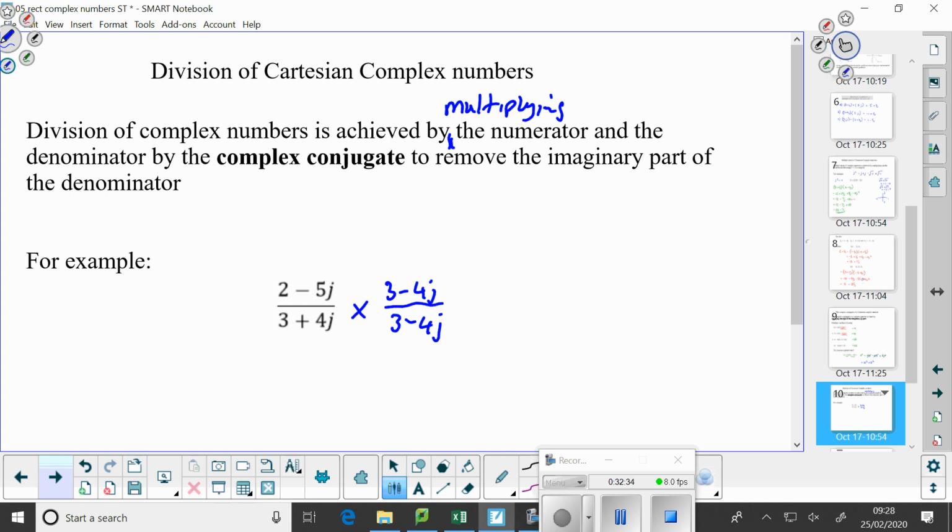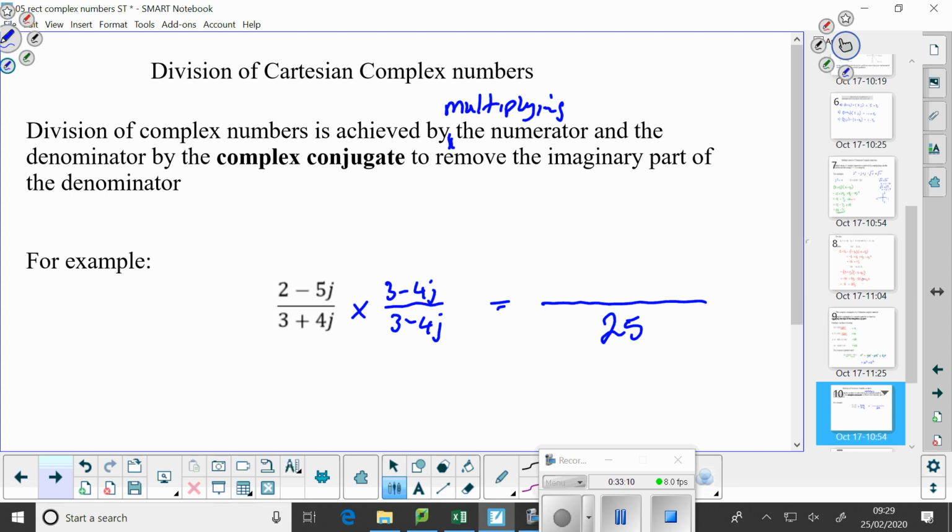But what happens when we multiply a complex number by its complex conjugate? We get rid of the j term. So that bottom half of the result we can do straight away. 3 squared is 9, plus 4 squared is 16. Bottom line is 25. Even if they're more difficult numbers than that with decimal points, you can still square them both and add them together.